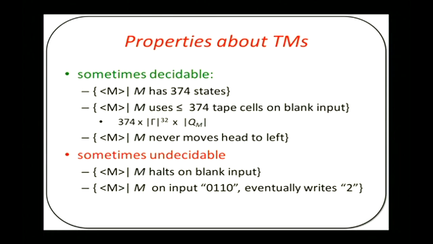What about this? This is more interesting. I give you a piece of code and I ask you, if I run it on a blank input, will it use less than 374 tape cells when it's run on blank input? I take a piece of code and ask, if you run it on a blank input, will it use less than or equal to 374 tape cells? Or will it need to use more? Is it decidable or not?